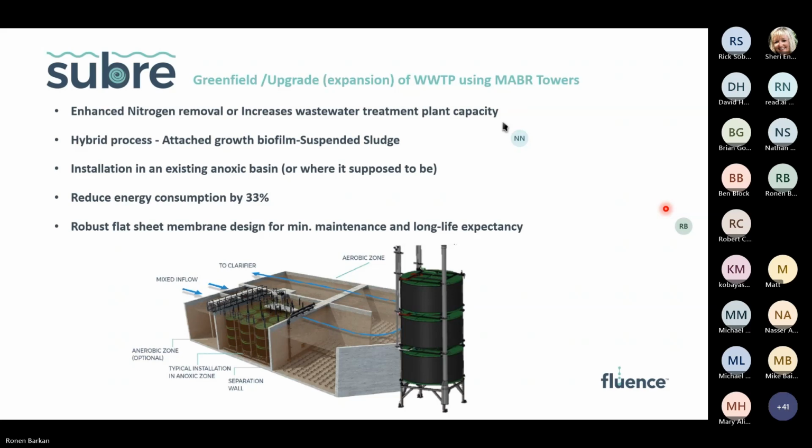We have already seen that when we're upgrading using our MABR SUBRE approach, we can reduce the energy consumption by 33% thanks to the efficient oxygen delivered to nitrifiers, and also the fact that denitrification happens in the MABR basin. And not only that, the next basin after, which is aerobic, works at a much lower DO. I will speak a lot about it in the next slide. And lastly, MABR is a robust flat sheet membrane design that provides minimal maintenance and has a very long life expectancy. We have plants that have been running for more than 7 years and functioning very well.